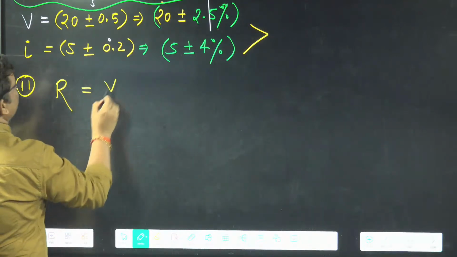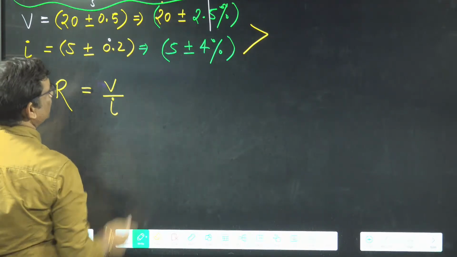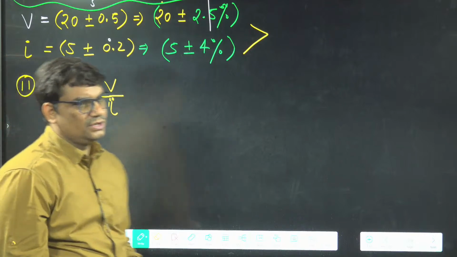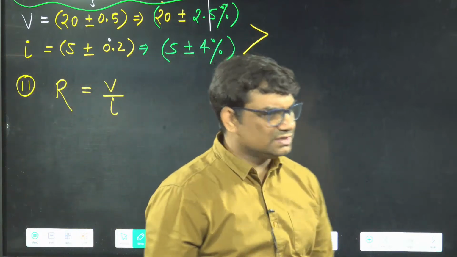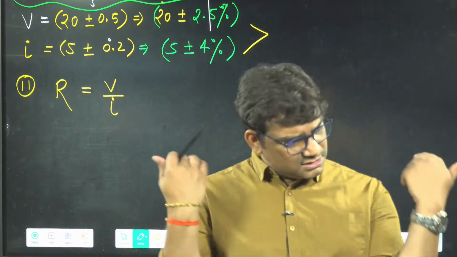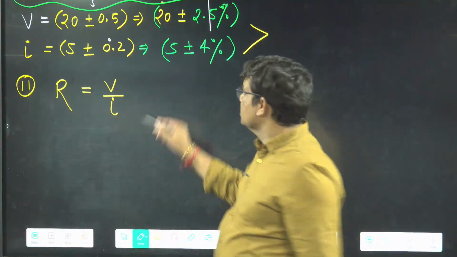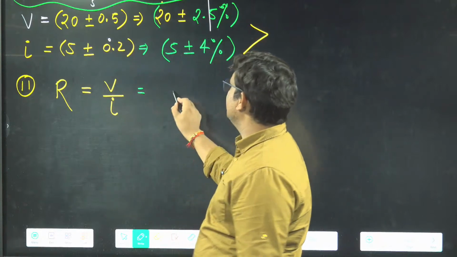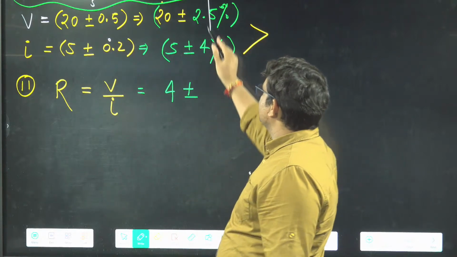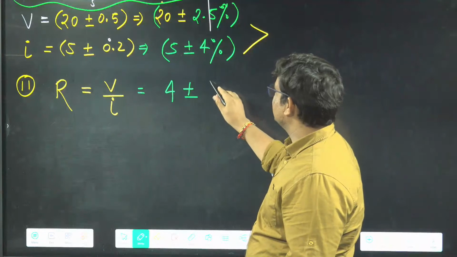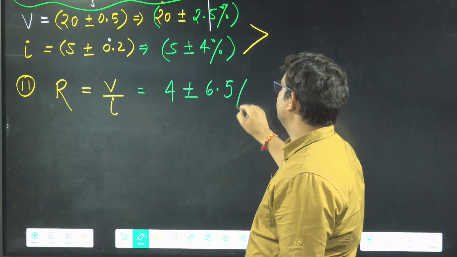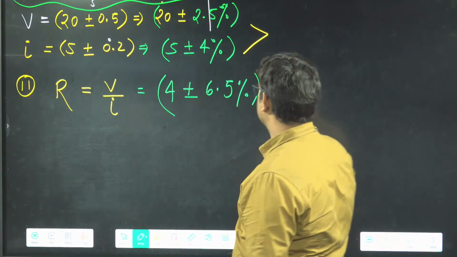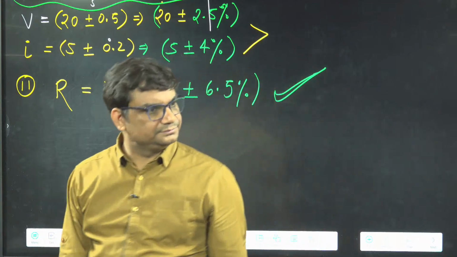Resistance is basically V by I. Then which method will I go with now? Which method for the resistance? Second method or first method? Second method, I will go directly for resistance. So you can say resistance is V by I, so 20 by 5. 20 by 5 is how much? 4 plus minus, and we can directly add the percentage error. So 6.5% is the answer. This is the answer. Clear?